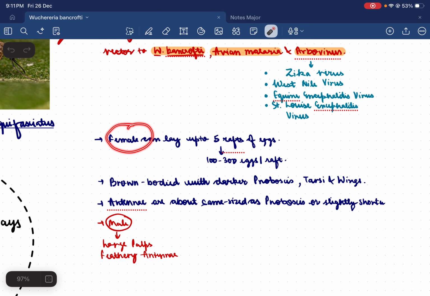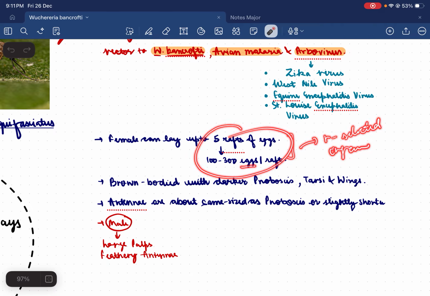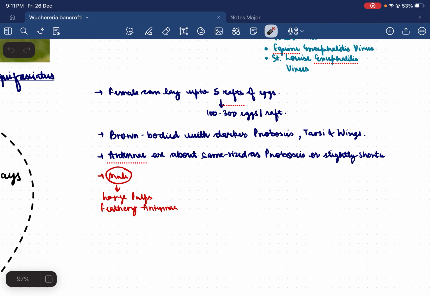And the female can lay about 5 rafts of eggs, and each raft has 100 to 300 eggs. Here you can see that this mosquito is an r-selected organism because of the number of eggs that it produces, but not all of these develop into adults.